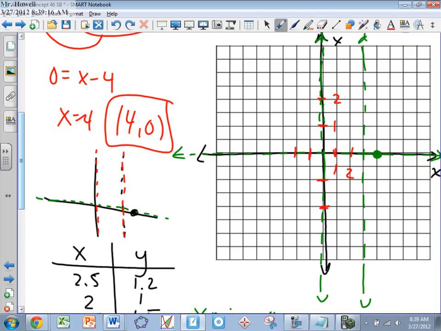I'm going to put the general shape up. This is what you will get if you do it. Now this one is very interesting. Watch what happens here. It crosses the horizontal asymptote, but then it comes back down toward it.